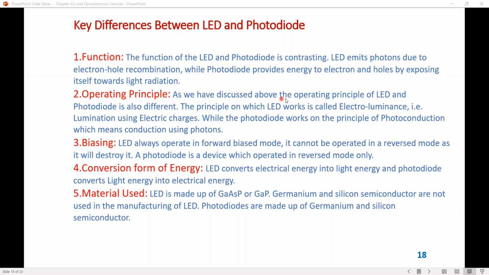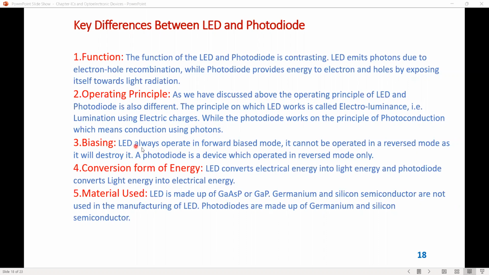Operating principle. As we have discussed above, the operating principles of LED and photodiode are also different. The principle on which LED works is called electroluminescence, that is illumination using electronic charges, while the photodiode works on the principle of photoconduction, which means conduction using photons.